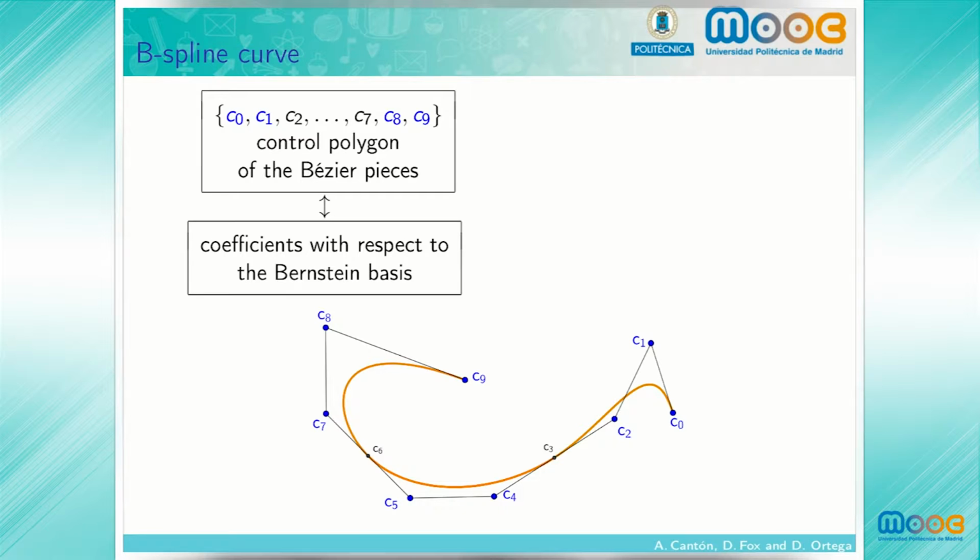A B-spline curve expressed as a union of three Bezier pieces can be expressed in terms of the control points of the control polygons of these Bezier pieces. Here these are C0, C1, up to C7, C8, and C9. These are its coefficients with respect to the Bernstein basis.